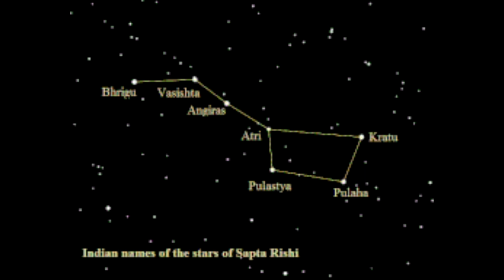The first constellation is Saptarshi. It is a group of 7 stars, and the Westerners call it the Big Dipper, meaning big spoon. In India we call it Saptarshi, and we can see it in the northern sky in the evening in the summer season. In December and January we can see these Saptarshis at midnight.